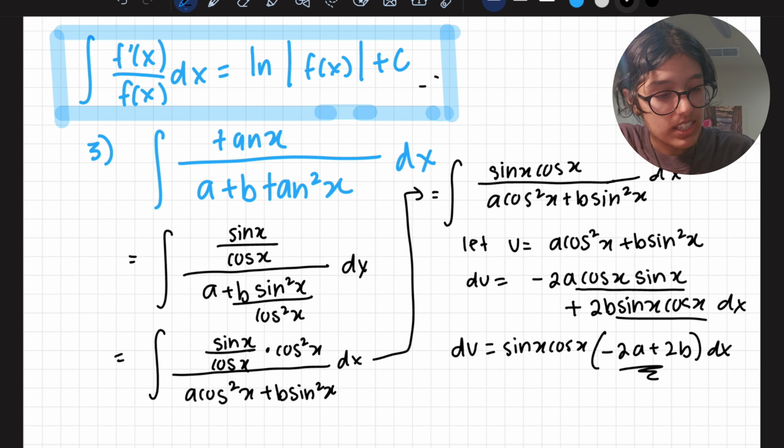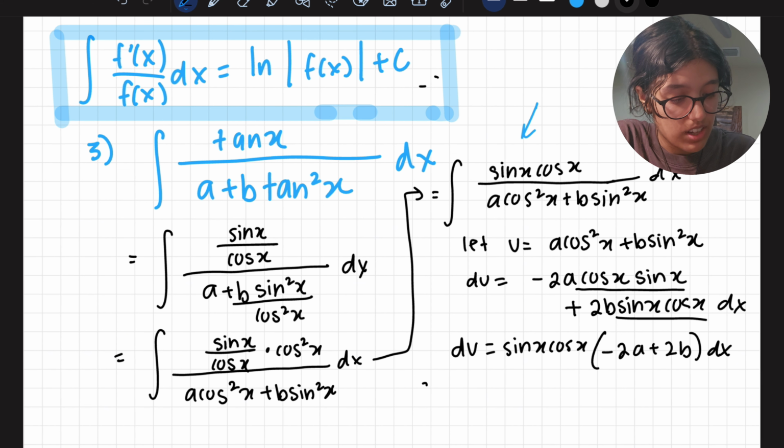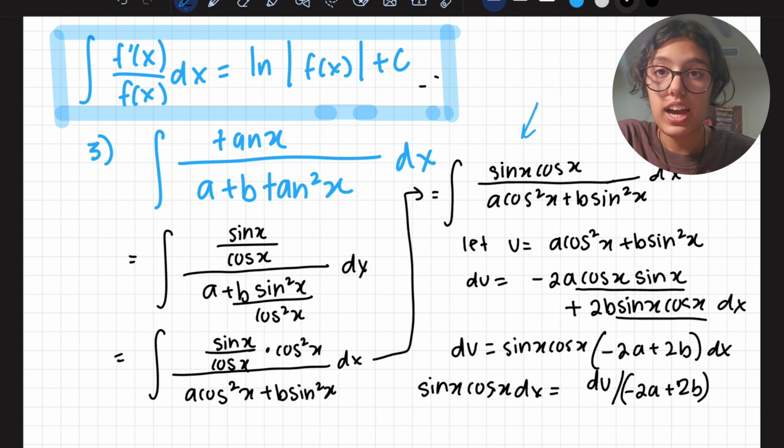So now I see that in the original integral right over here, we have the sine x cos x dx, and here we also have the sine x cos x dx. But I'm going to isolate sine x cos x dx, so I'm going to divide both sides by this term right over here. So sine x cos x dx is equal to du over minus 2a plus 2b, like that. And this way I could substitute this into the integral.